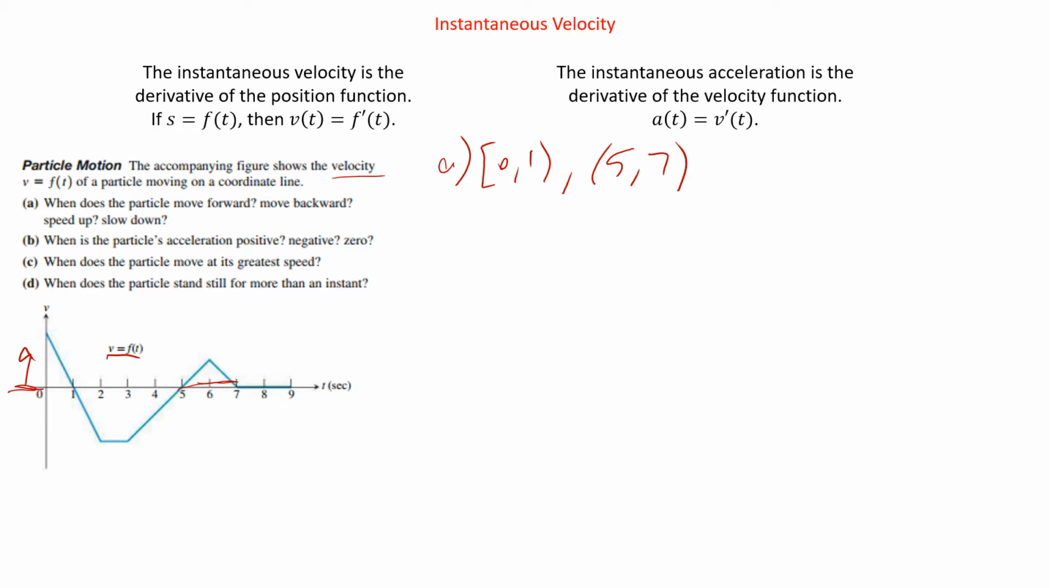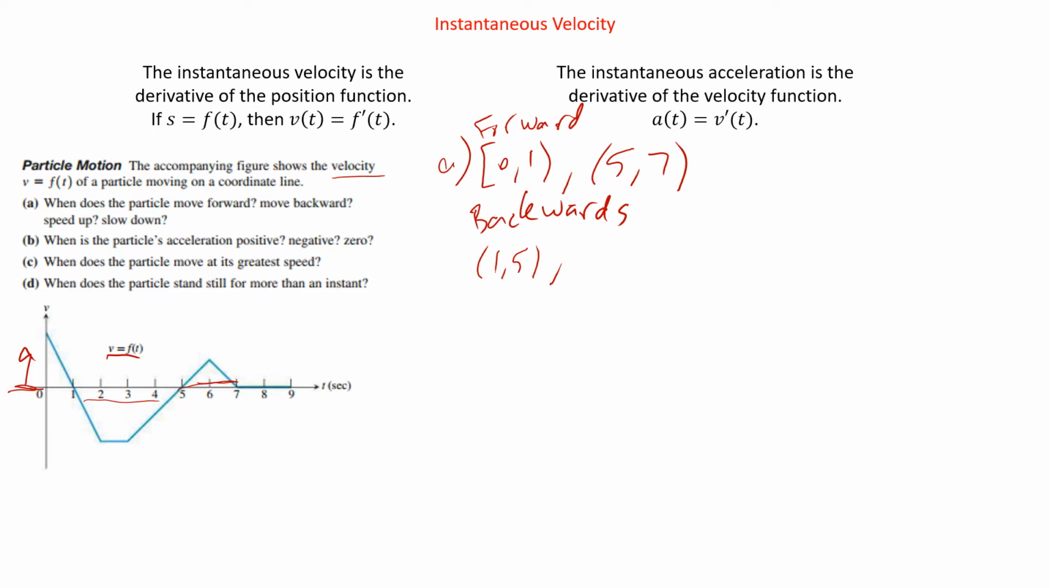When is it moving backwards? This is forward. Backwards when it's negative. So from 1 to 5. And that's it, because it never goes negative again.